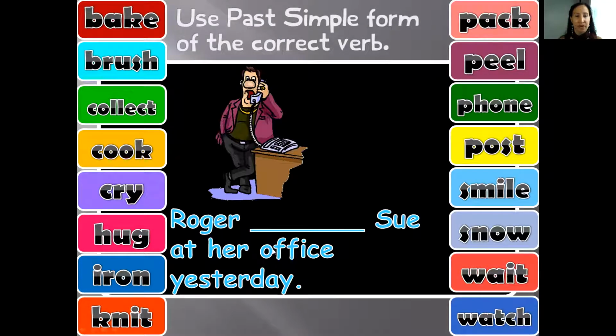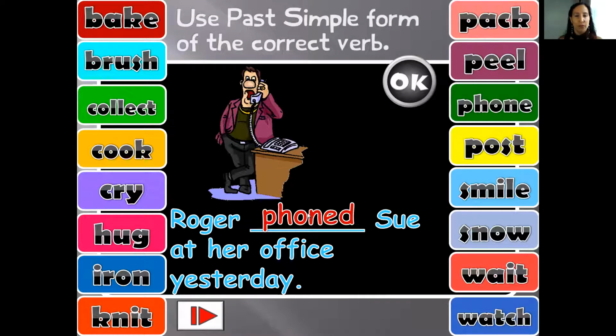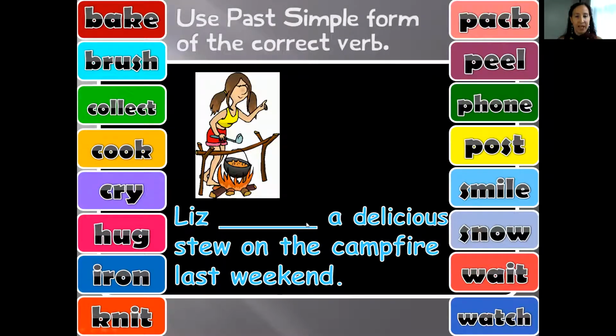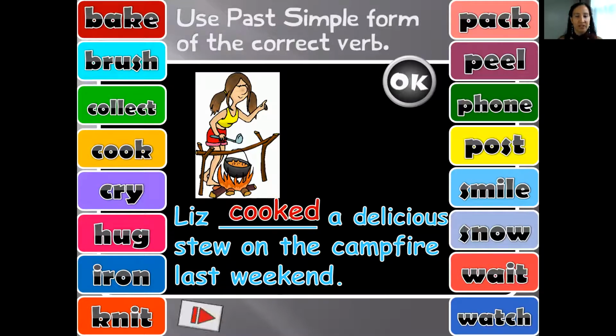Roger blanked Sue at her office yesterday. Roger. Phone turns into phoned. Let's repeat. Phoned. Very good. You got it. Congratulations. How are you doing so far? Liz blanked a delicious stew on the campfire last weekend. Liz. Cook turns into cooked. Let's repeat. Cooked.